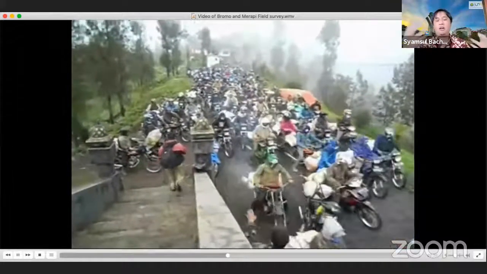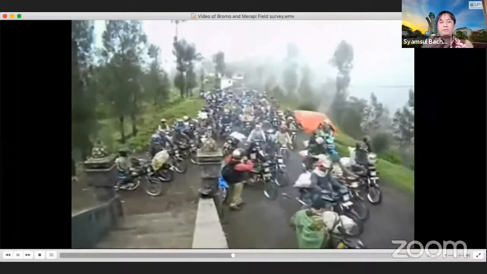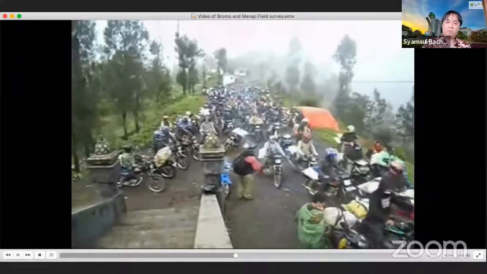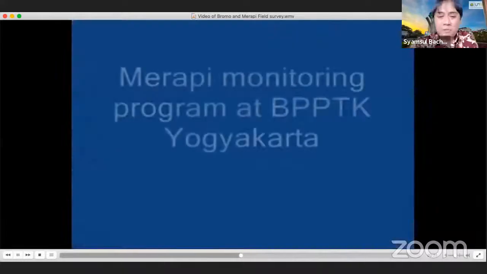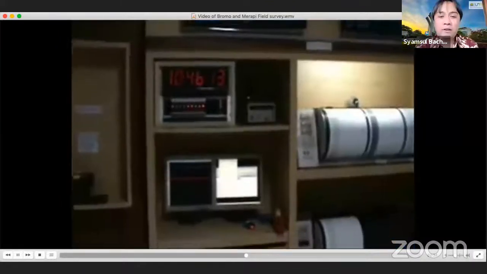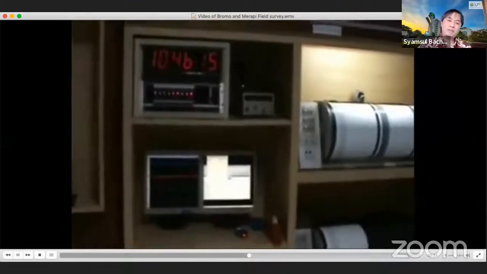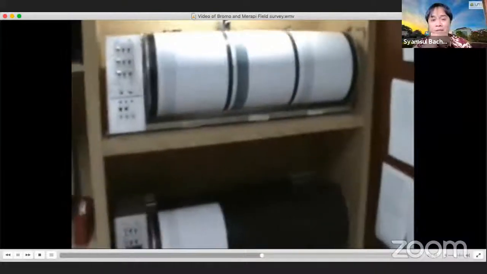So this is how amazing the people from one village to another village were, giving some relief to people living in the village that was impacted by the eruption at that time. And this is another video from Merapi. Merapi has some monitoring programs called BPPTK in Yogyakarta. They have really good observation tools.